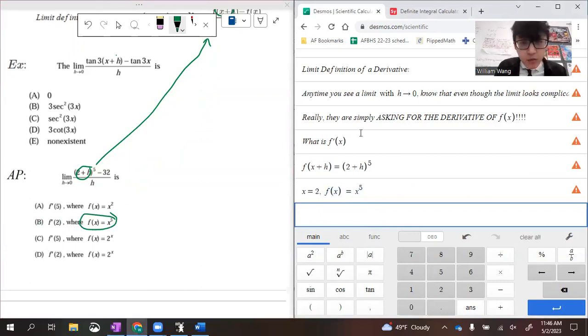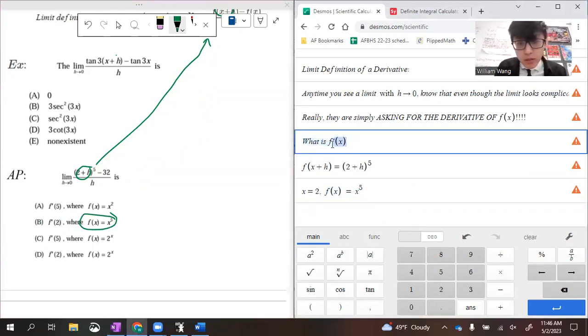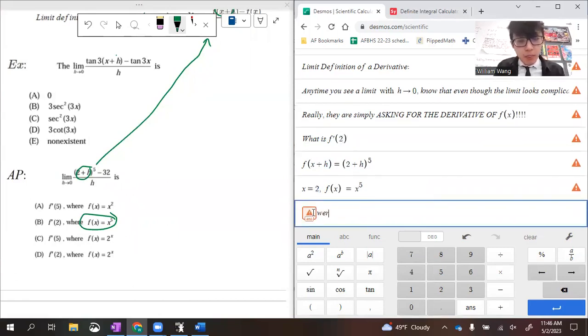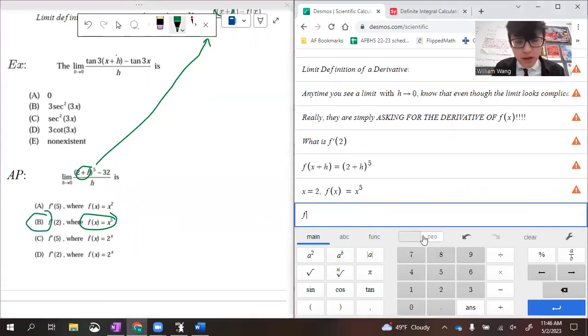And it's asking me for my derivative, right? Remember, what is my derivative? F prime of x. Well, now x is 2, so it's f prime of 2. So it's answer choice B, because I'm trying to find f prime of 2, which is what answer choice B says, where f of x is equal to, as I said here, x to the fifth.